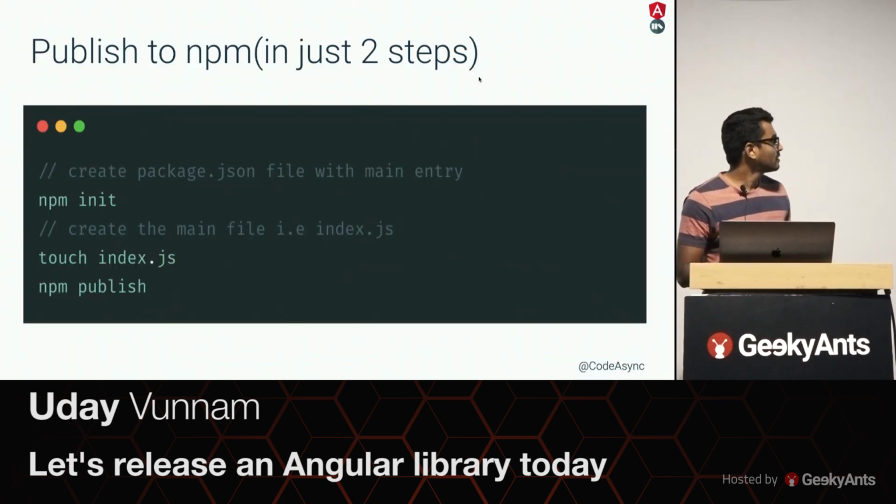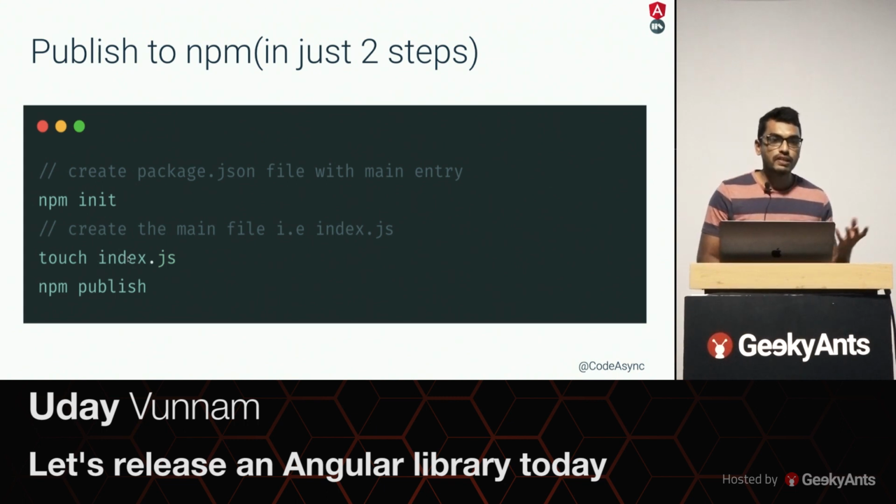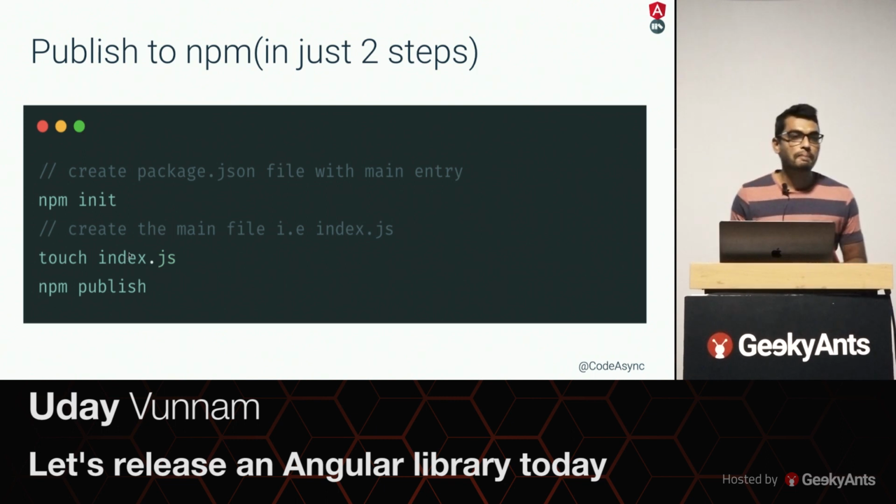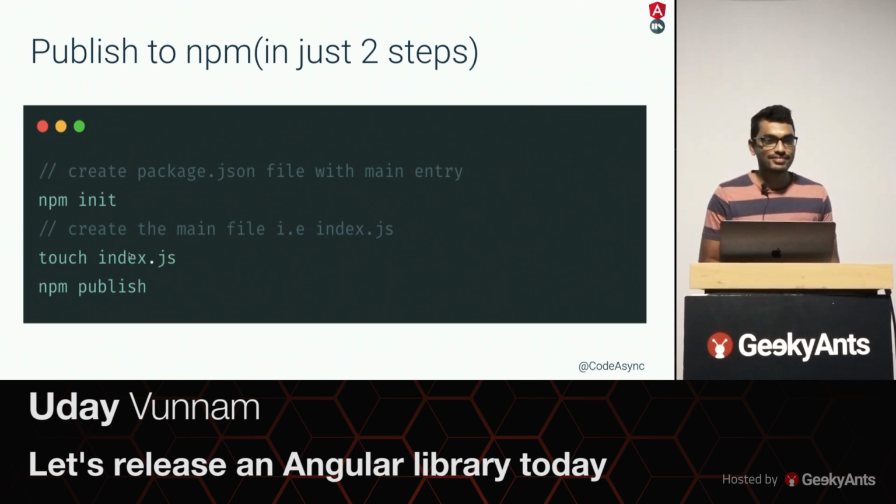These are the 3 steps that are all needed for publishing a library. You do npm init, then you might create an index file that does something, and then you do npm publish. That's all, right? So then what's all the talk about? In fact, yes, these are the 3 steps that we need.